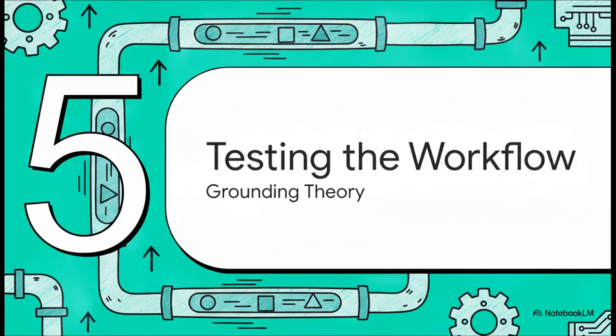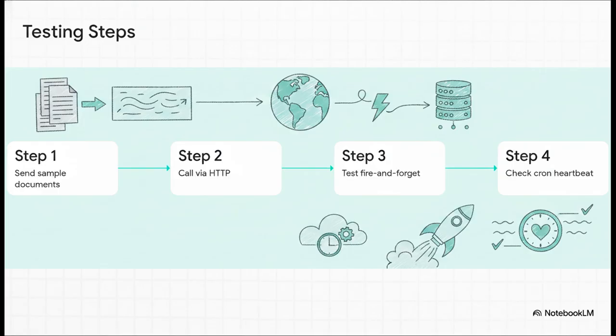Which brings us to our final step, part 5, testing the workflow, grounding theory in reality. The tutorial rigorously tests this complete III workflow. Step 1, we send some sample text documents straight through our direct analysis pipeline. Step 2, we test our web access by calling that identical logic via the HTTP endpoint. Step 3, we test the async fire-and-forget execution to make sure our background tasks are actually working. And finally, step 4, we verify that our cron heartbeat is pulsing right on schedule.